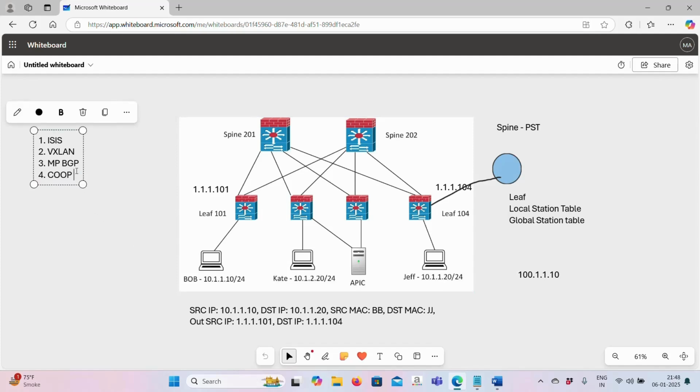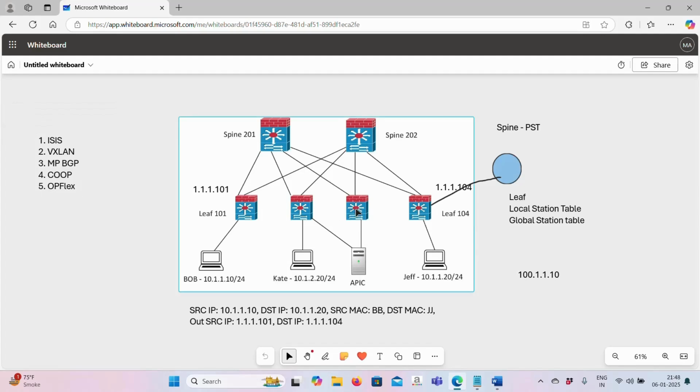Now the next protocol, the fifth protocol we have, is OpFlex. OpFlex stands for Open Flex. The OpFlex protocol is basically used for pushing the configuration. Now let's consider this for example. The APIC is connected on leaf 103 and leaf 102, and you want to do some configurations for leaf 101. So you will be managing this APIC via out of band management. You will connect via out of band management to this APIC controller, and you will do some configuration. So how will this configuration be pushed to leaf 101? That will be done using the OpFlex protocol.